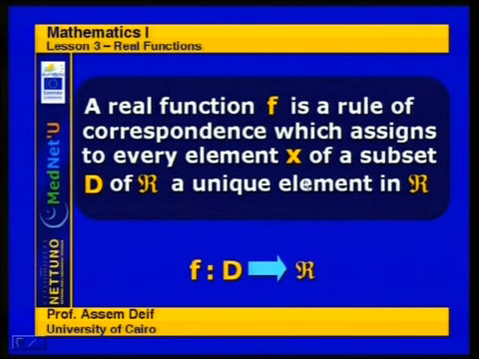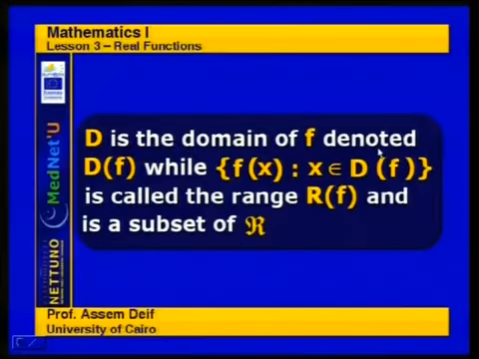And now we come to the precise definition of a real function. Here D is called the domain of f, while the set of all f of x for x an element of D of f, we call the range or the image set R of f, and it is a subset of R. Of course, you can change these symbols. For example, in some books it can be written D with subscript f, etc. It's not important, but the idea is the same.